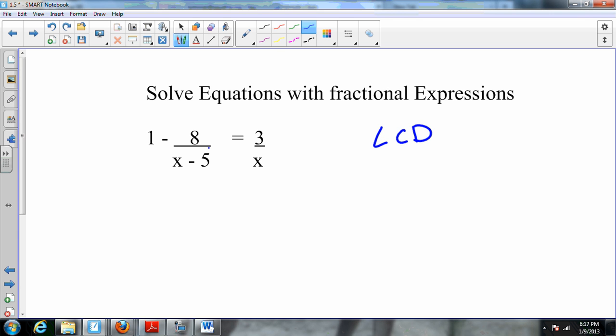This x has a minus 5. They're together. They are not separate. This has a 1. Our LCD is going to be x from the right side, 3 over x, times x minus 5. We are going to multiply both sides by the common denominator.